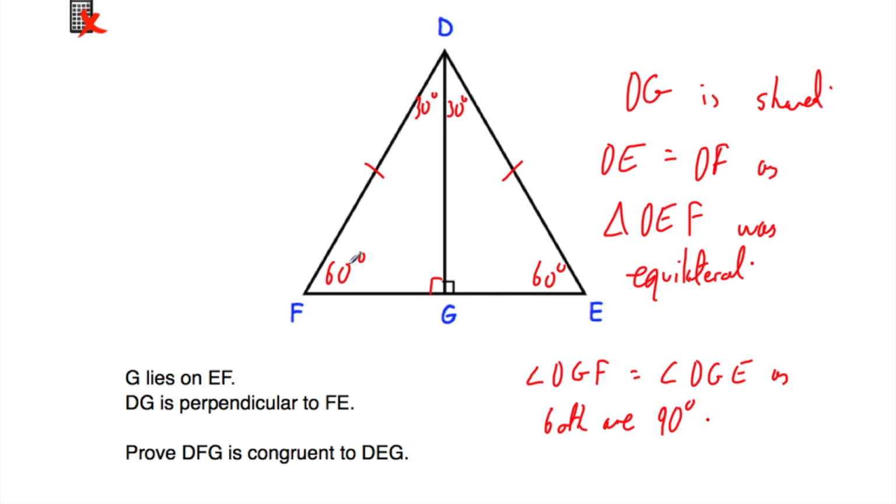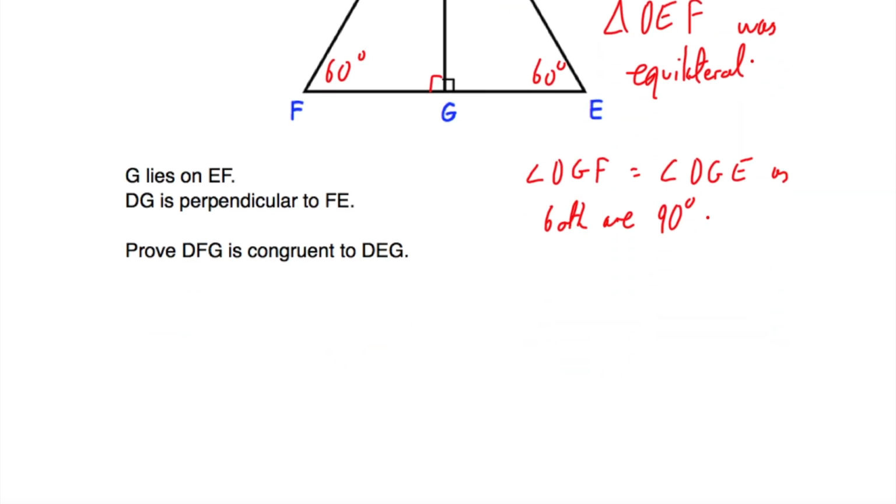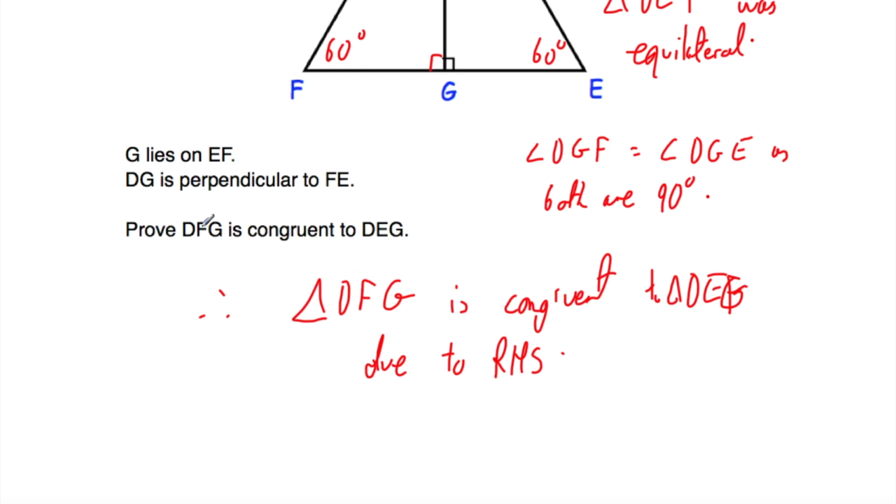You could even say due to angle side angle, so this angle, this side, and this angle, and so on. So there's quite a few different ways. But I'm going to use the right angle hypotenuse side one because that's the first one that I noticed. So let's write that down. I've just written down that triangle DFG is congruent to triangle DEG due to right angle hypotenuse side.